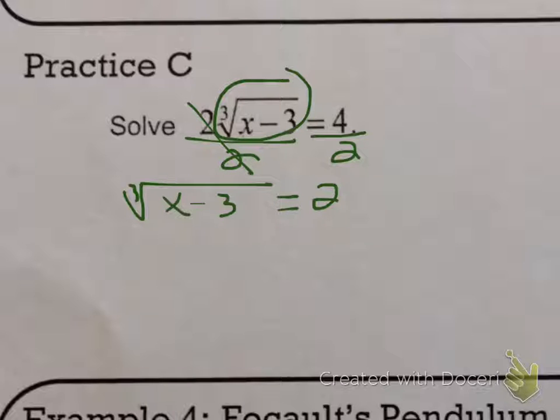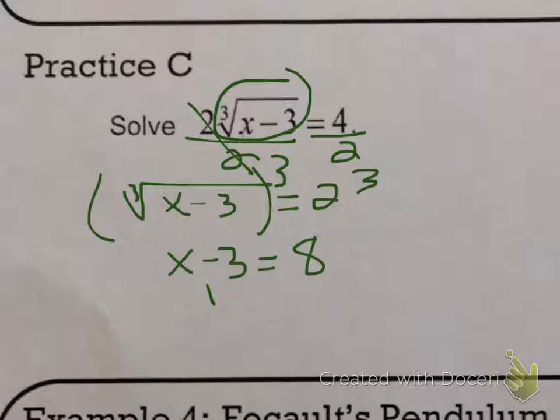To get rid of a cube root, I need to cube both sides. When I cube both sides, it cancels over here to just be x minus 3. On the other side, I need 2 cubed, which is 2 times 2 times 2, which is the number 8. Last step is to add 3 to the other side, so I get x equals 11.